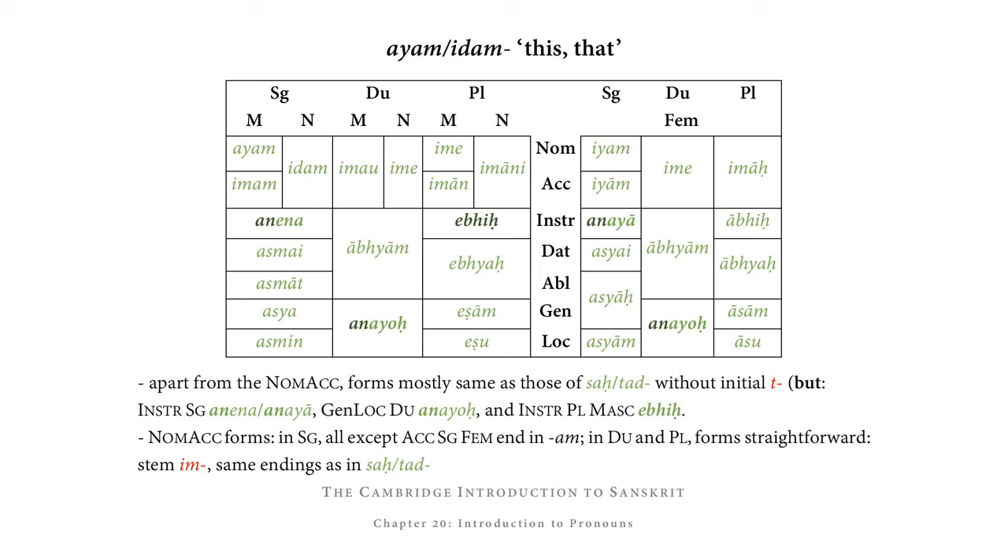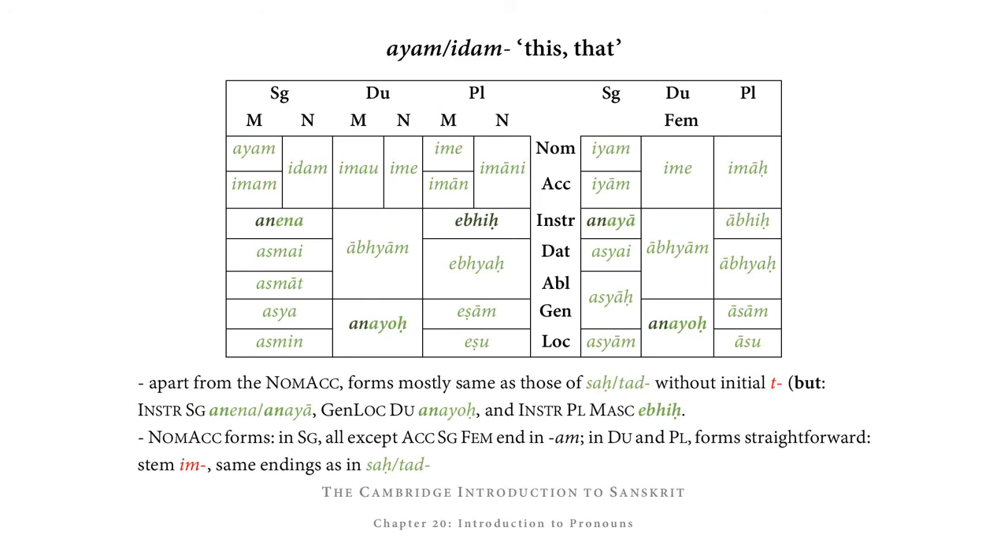And finally, the last irregularity in this pattern is that the instrumental plural in masculine and neuter is ebhih, where on the parallel with sa/tad we might expect eih. Sa/tad has taih, we might expect this to be eih, but no, it is ebhih. But fortunately that shouldn't be a great problem, because all instrumental plurals, with the exception of those of short a stems, have the ending bhih, and so the ending bhih is fairly easily recognizable.